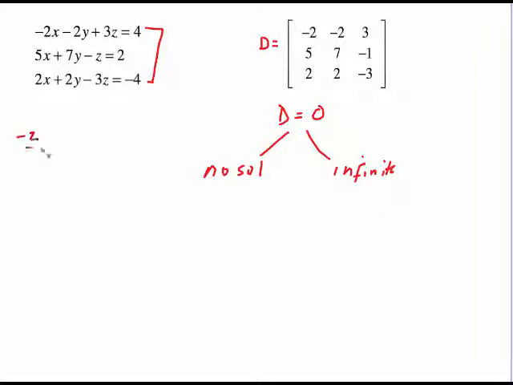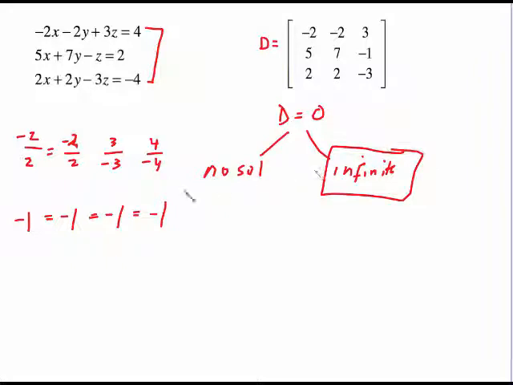This is negative 2 over 2, negative 2 over 2, positive 3 over negative 3, 4 over negative 4. Negative 2 over 2 is negative 1. Negative 2 over 2 is negative 1. 3 over negative 3 is negative 1. And 4 over negative 4 is negative 1. That tells me it is infinite solutions. Now this is going to require a little bit more work to get our solutions. Remember, when you come up with an infinite solution, you eventually have to give an ordered triple in terms of z. So it will be something, comma, something, comma, z.